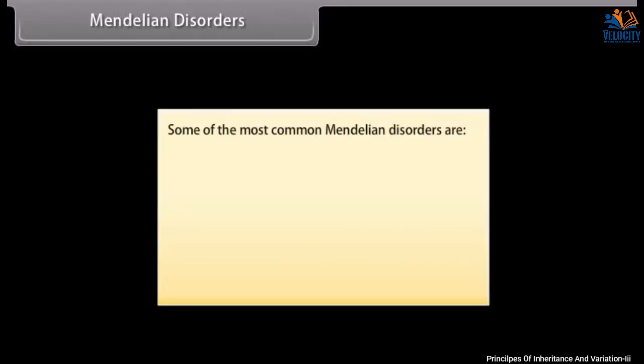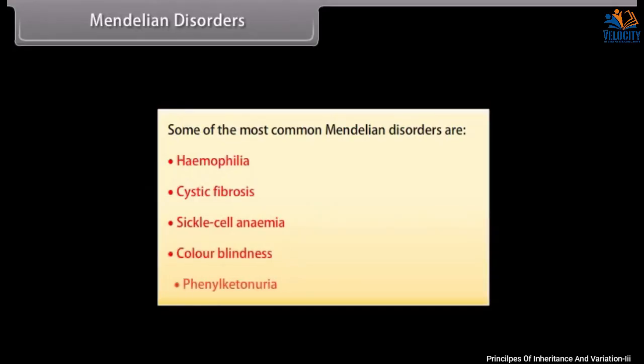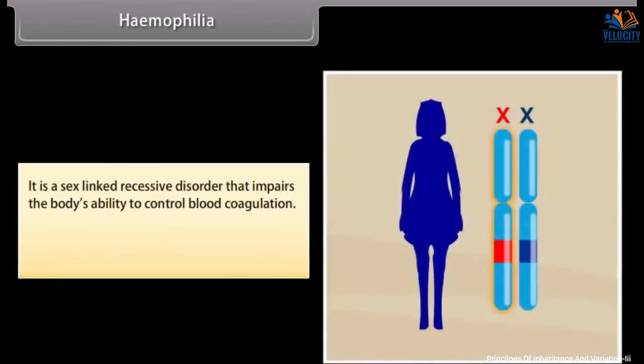Some of the most common Mendelian disorders are hemophilia, cystic fibrosis, sickle cell anemia, color blindness, and phenylketonuria. Hemophilia: it is a sex-linked recessive disorder that impairs the body's ability to control blood coagulation. It is caused due to the deficiency of certain clotting factors.